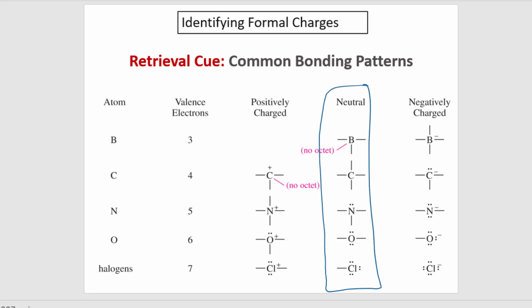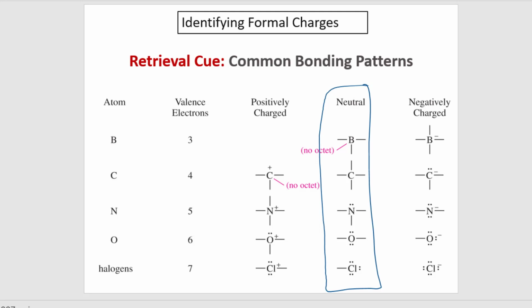Boron tends to have 3 bonds and no lone pairs, thus it won't have a charge. When carbon has 4 bonds, it's happy. When nitrogen has 3 bonds and a lone pair, we're good. Oxygen, 2 bonds and 2 lone pairs, we see that every day in water, right? Halogens, 1 bond, 3 lone pairs. This is what I need you to feel like. That's comfortable. Yup, that looks good. This is what needs to look good to you.